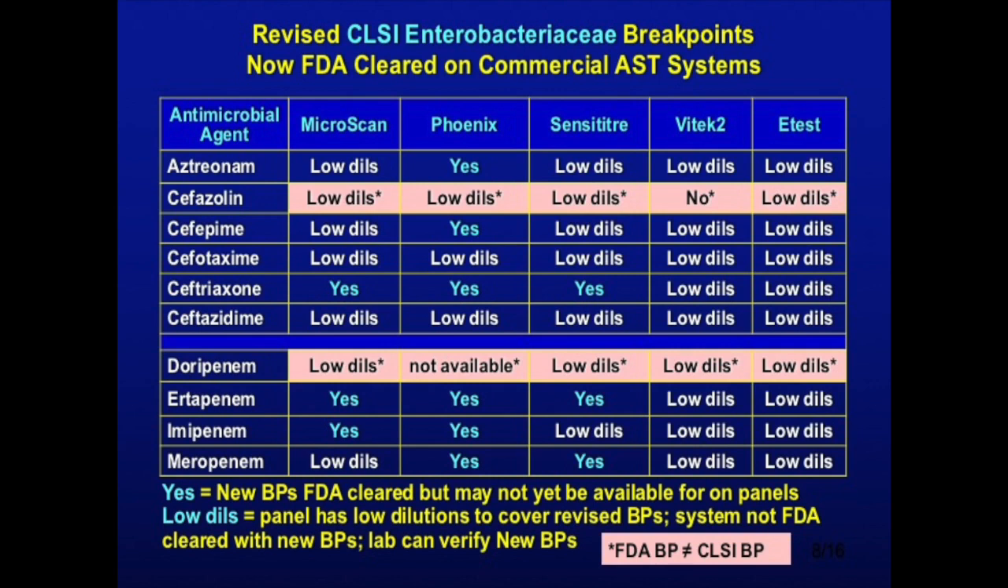Also, what low dilutions means here is that the panel has low dilutions that will cover the low end of the revised breakpoints, but the system's not FDA cleared with the new breakpoints, so these are ones you can verify because they have sufficient concentrations for you to adopt the newer breakpoints. The other thing too is that the pinkish color here means that the FDA breakpoints do not yet agree with the CLSI breakpoints, so the manufacturer cannot update their systems in those situations.